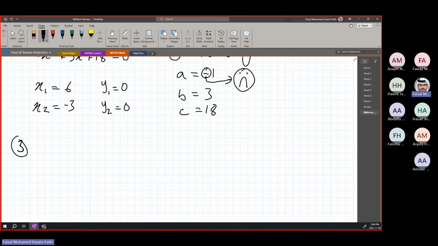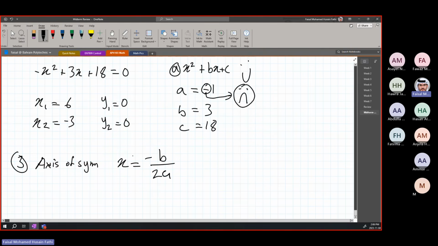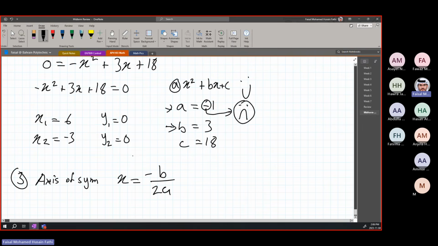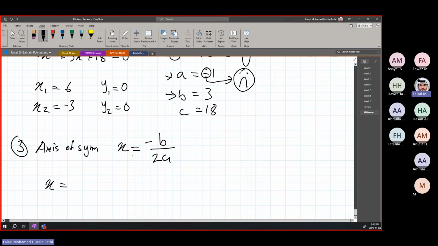Step 3. We find our axis of symmetry, which means we find x is equal to minus b over 2a. Okay? Minus b over 2a, what does that mean? This b over here, the a is over here, the same a. So x is equal to minus, what is our b value? 3. What is our a value? 2 times minus 1, so it is minus 3 over 2 times minus 1, which is minus 2. We have minus and minus, so it will become positive 3 over 2.